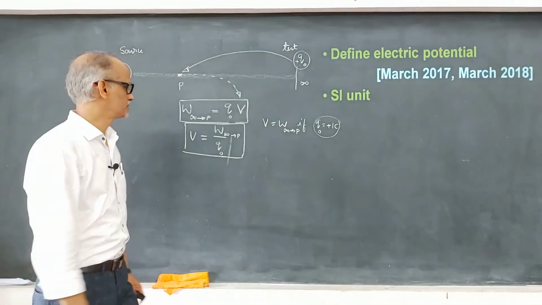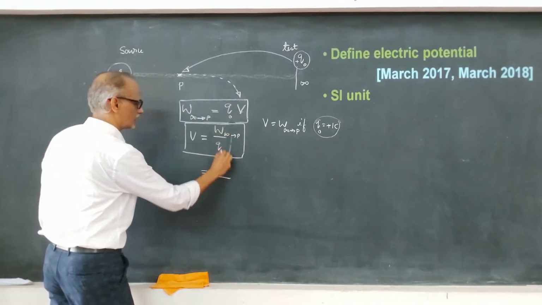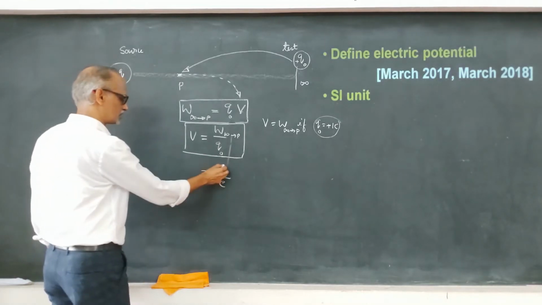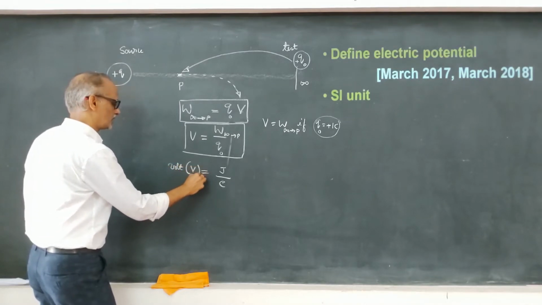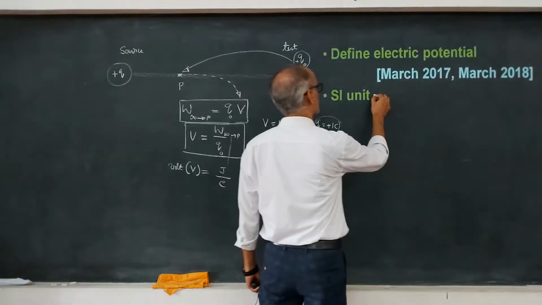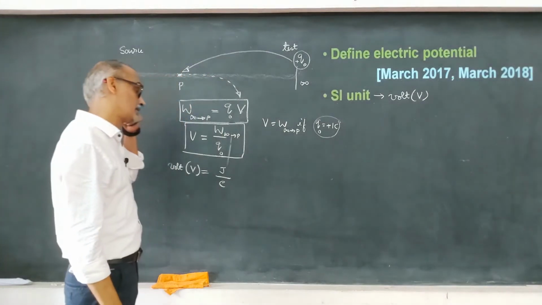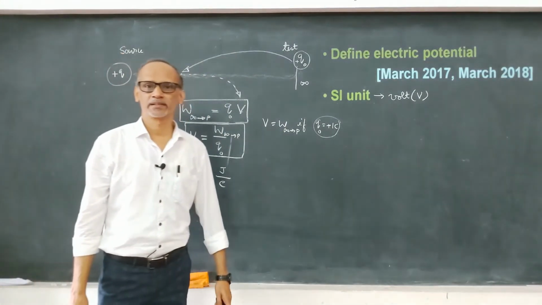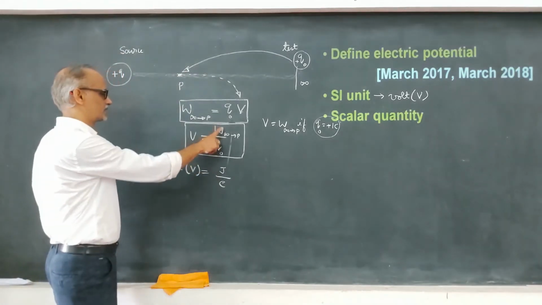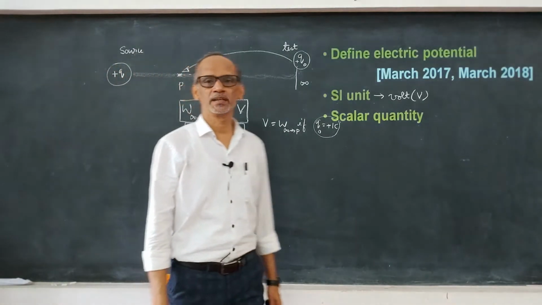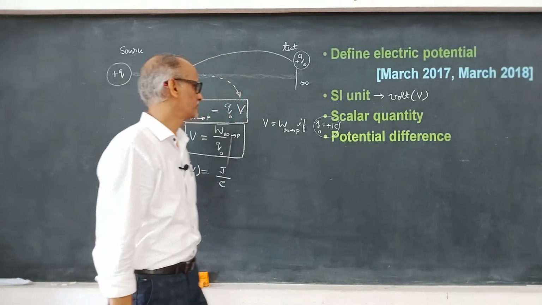What is its SI unit? The SI unit is, W is in joule, charge is in coulomb. So, joule per coulomb is called volt. So, therefore, the SI unit of electric potential is volt, denoted by capital letter V. Okay. So, that is the SI unit of electric potential. Do remember, important. And it is a scalar quantity because work is a scalar, charge is a scalar. Therefore, electric potential is a scalar quantity. Electric field is a vector quantity, whereas electric potential is a scalar quantity.